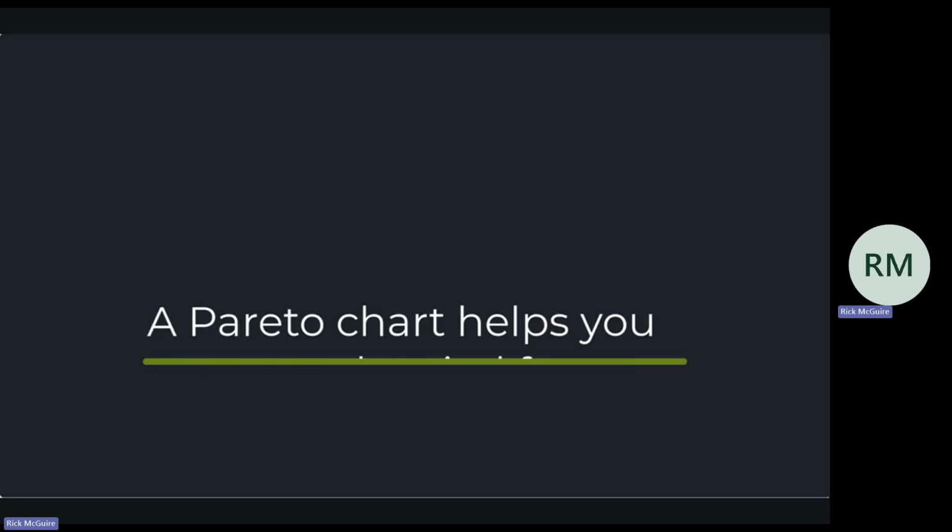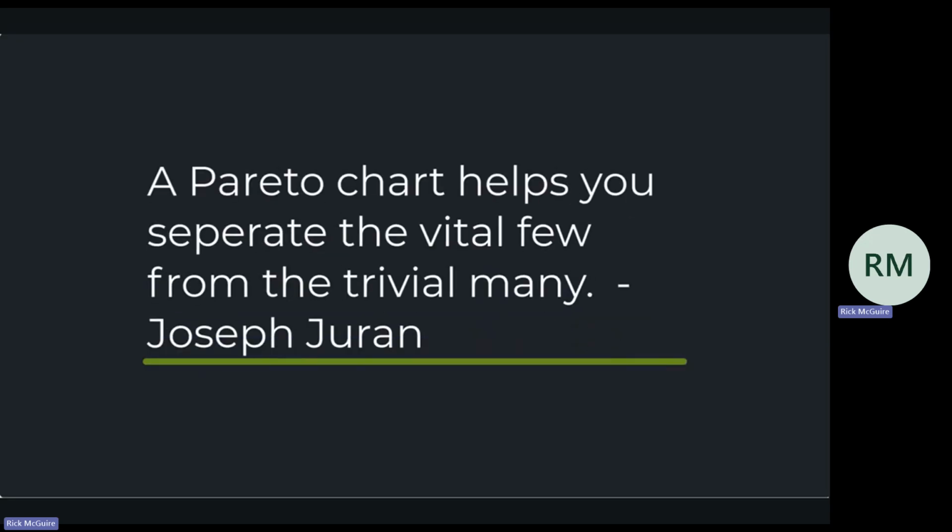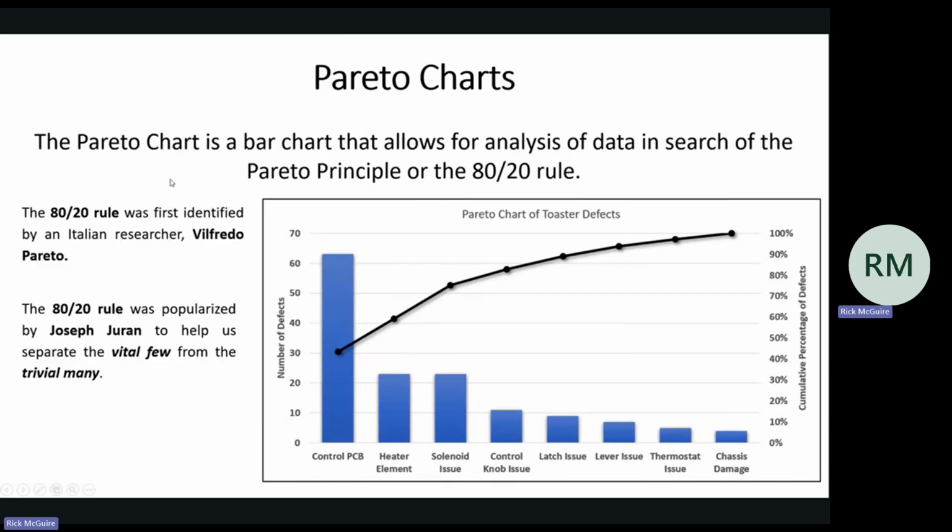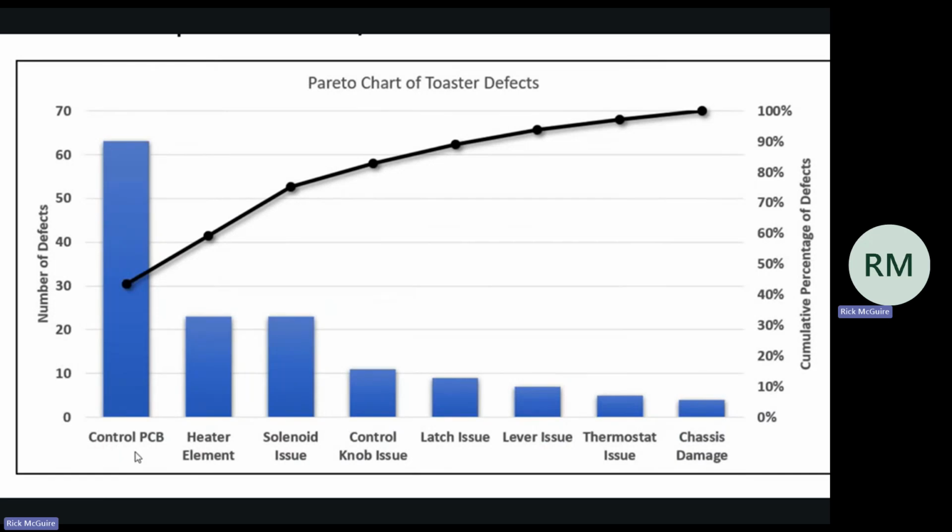And what he told us and what he taught us is that a Pareto chart helps you separate the vital few from the trivial many. Now, what did Juran mean? What he means is when you're solving a problem, there's often 1 or 2 key issues, key root causes, or key defects that you need to focus on to have a major impact on that particular situation. And that's exactly what you see here. When we take our data from the check sheet and we put it into this Pareto chart, we see that control PCB issues accounts for nearly 40% of our defects. You can see if we come across here, we've got 40% of our defects coming directly from control PCB.